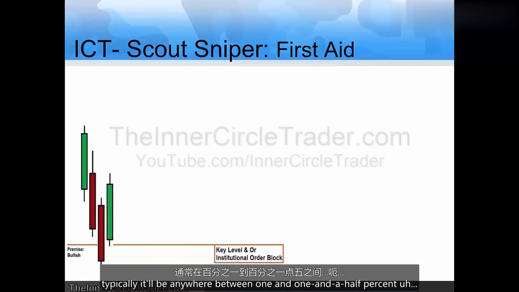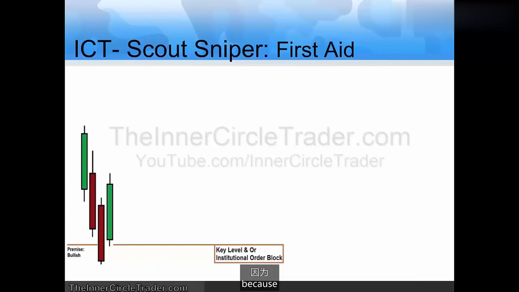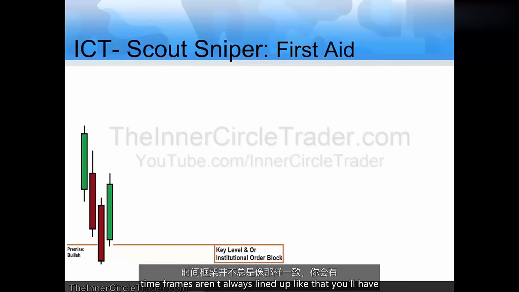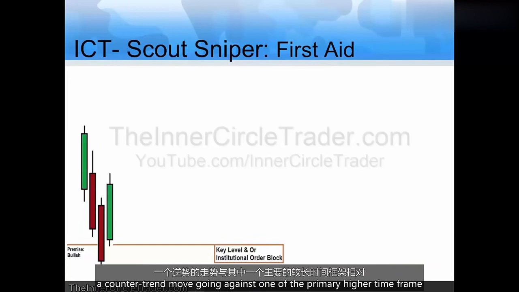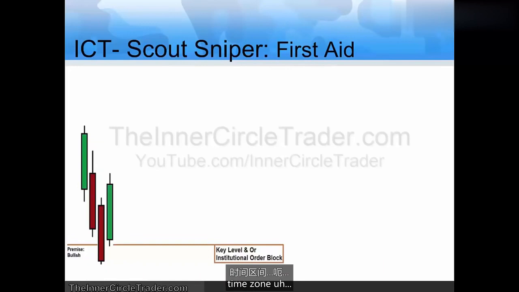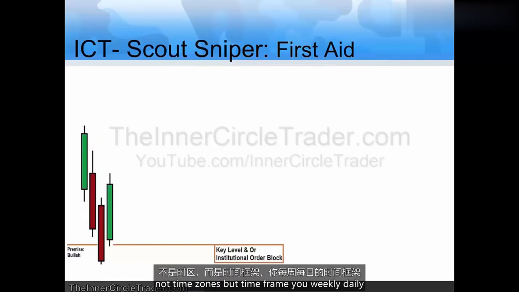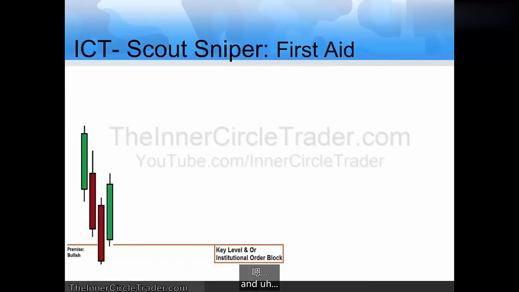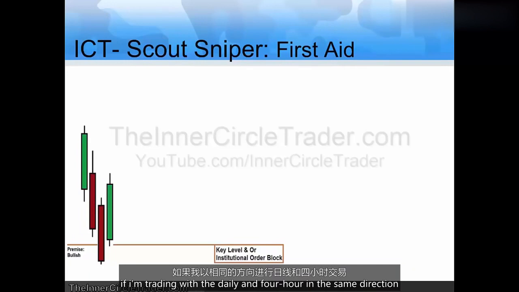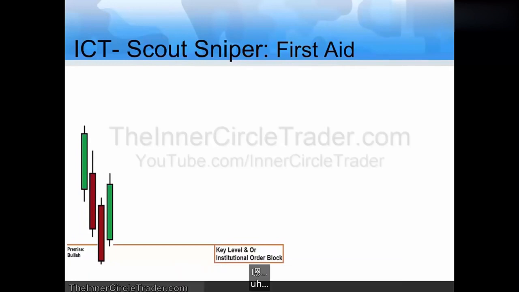Typically, it'll be anywhere between 1 and 1.5%, because the time frames aren't always lined up like that. You'll have a counter trend move going against one of the primary higher time frames, weekly, daily, and 4 hour. So if I'm trading against that on a lower time frame, obviously 1.5% is a maximum for sure. If I'm trading with a daily and 4 hour in the same direction, I can be as much as 2% risk.